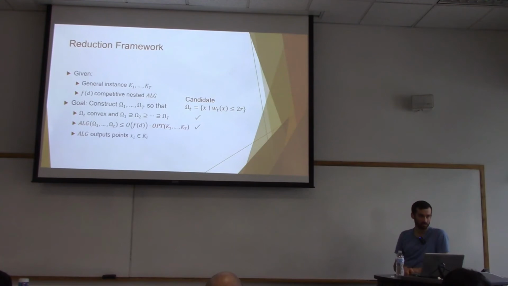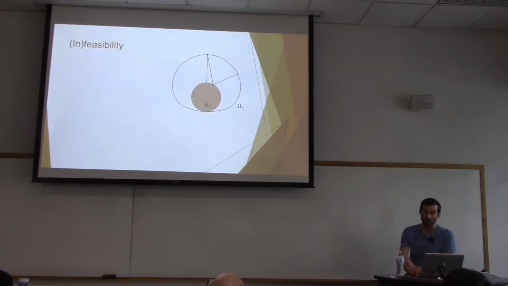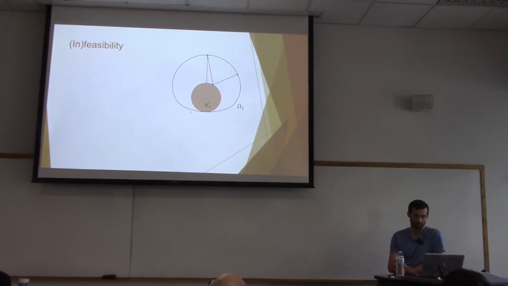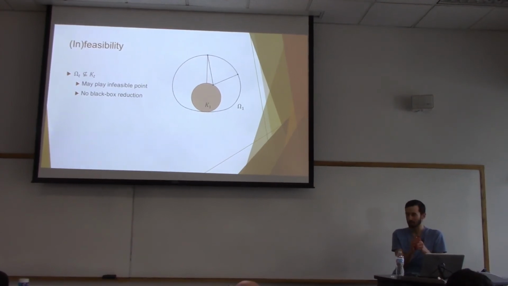So the last thing that we have to think about is the feasibility, whether our algorithm is going to output a point x_i which is actually in K_i. And the problem is that it won't in general. This is the same drawing we had on the previous slide of what K_1 and omega_1 are. The issue is that omega is not contained in K_t. So if all I know about my algorithm is that it's going to play some point in omega, then I have no guarantee that that point is actually going to be in K. And therefore, this framework does not allow me to give a black box reduction from any algorithm for the nested case to an algorithm for the general case.